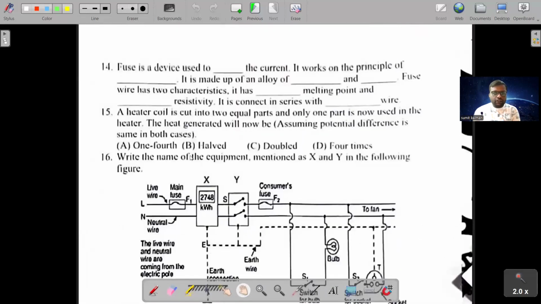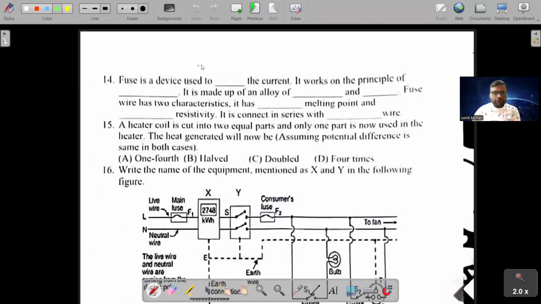So here, students, is a fill in the blanks problem. A fuse is a device used to limit the current. It works on the principle of Joule's heating effect. It is made of an alloy of tin and lead, and it has two characteristics: low melting point and high resistivity. And the fuse wire is always connected in series with the live wire. This all we have studied in detail.